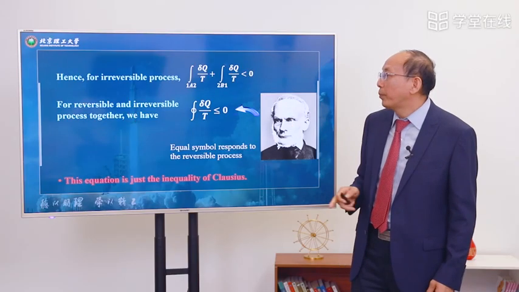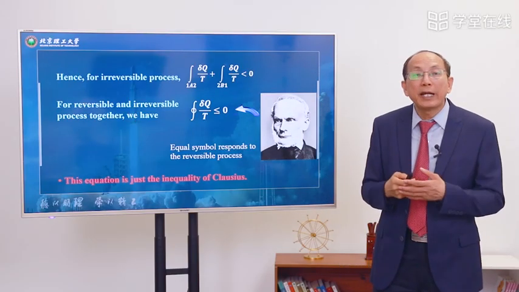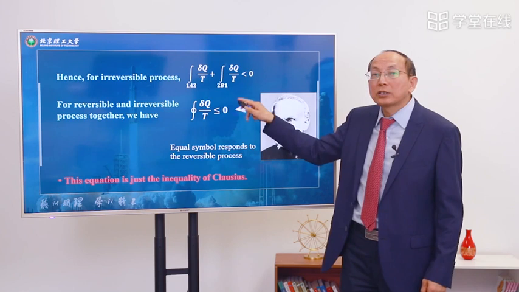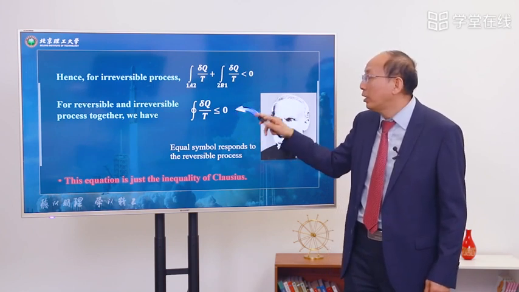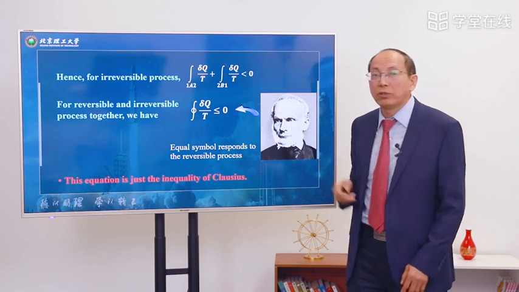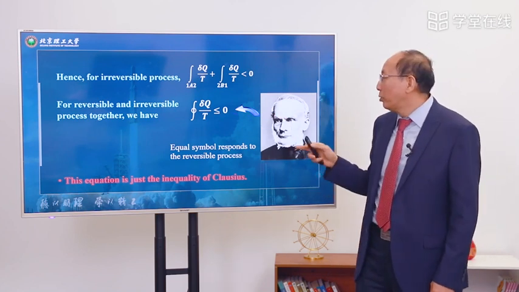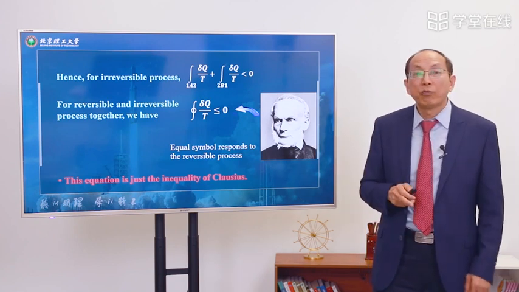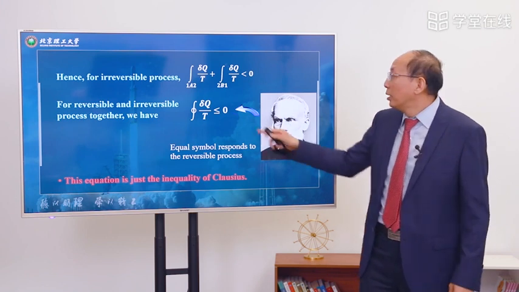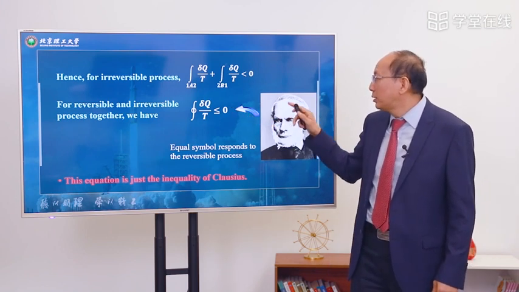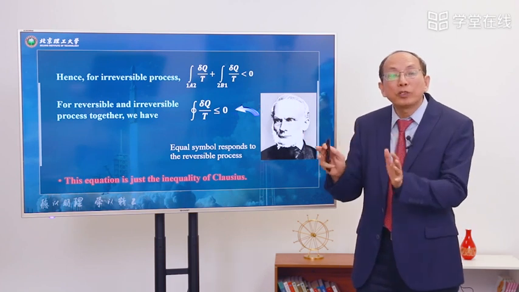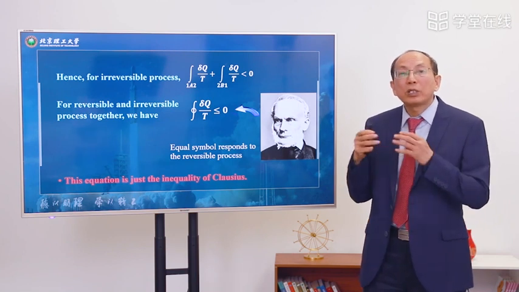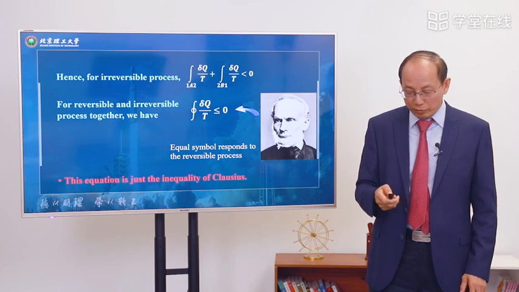Together, the irreversible process and the reversible process give a very important equation: the cyclic integral of delta Q over T is smaller than or equal to 0. We call this the inequality of Clausius. Very important. The equals sign is for a reversible process. The smaller-than sign is for an irreversible process.